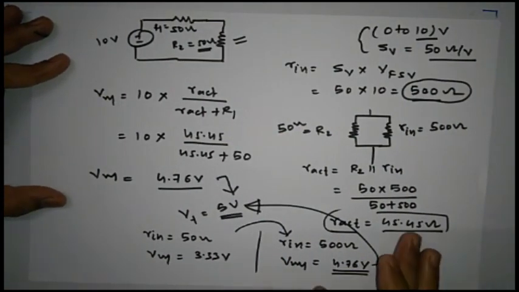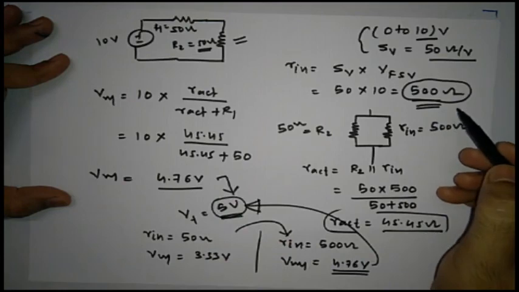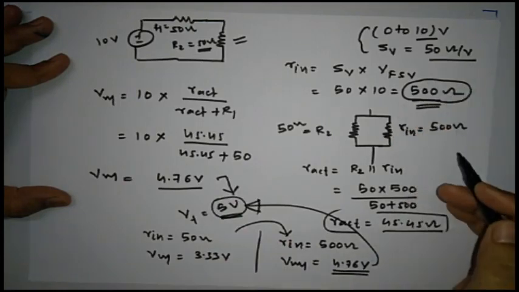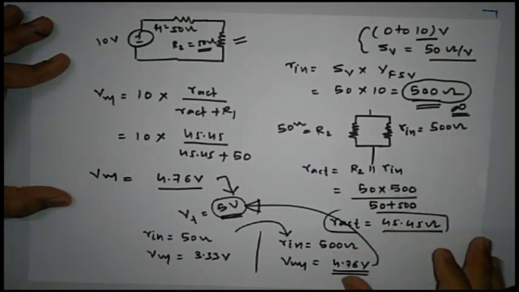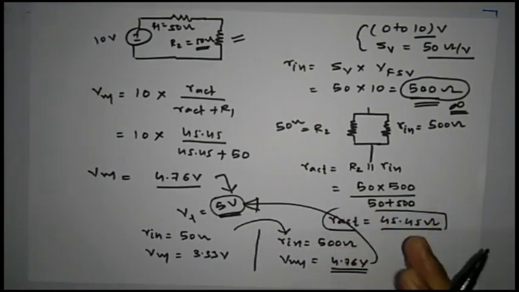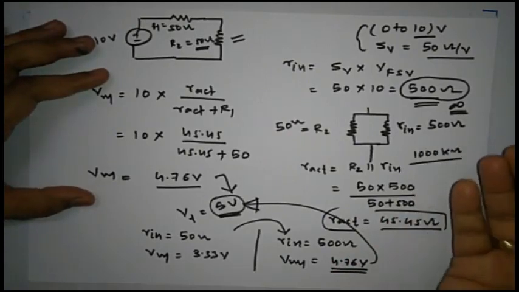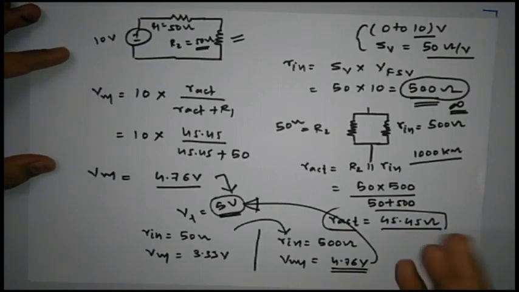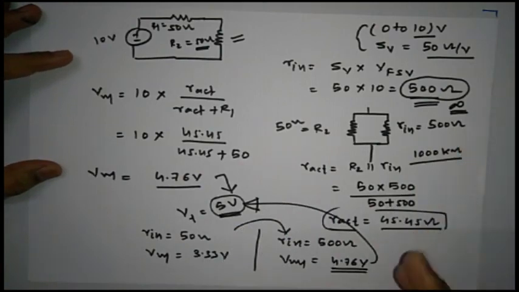loading effect. That is the reason ideally, if we want to make this 4.7 exactly equal to 5 volt, we need to make the internal resistance of a voltmeter as high as possible. Ideally it should be infinite and practically as high as possible. That is the reason normally the internal resistance of a voltmeter is very high, maybe say 1000 kilo ohm, or it is defined in terms of mega ohm.